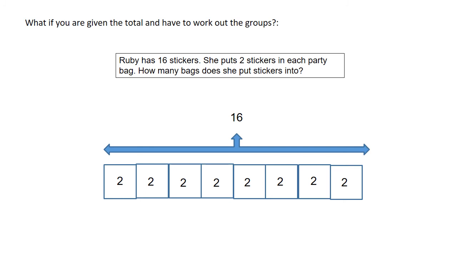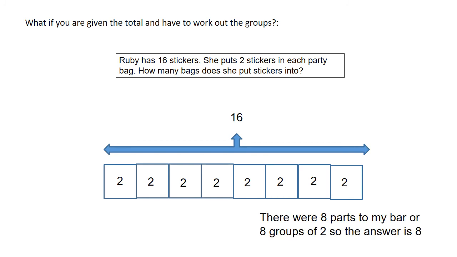So now I've got to count my bags. 1, 2, 3, 4, 5, 6, 7, 8. That's 8 bags. So there are 8 parts to my bar, or 8 groups of 2. The answer is 8. She's got 8 bags that she puts stickers into.